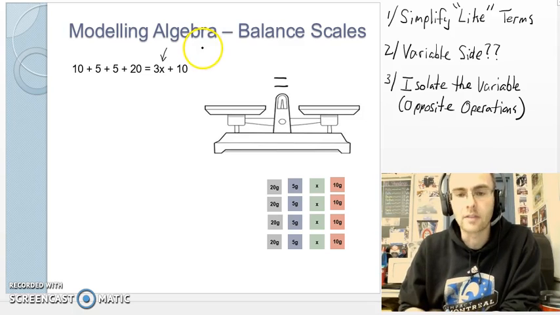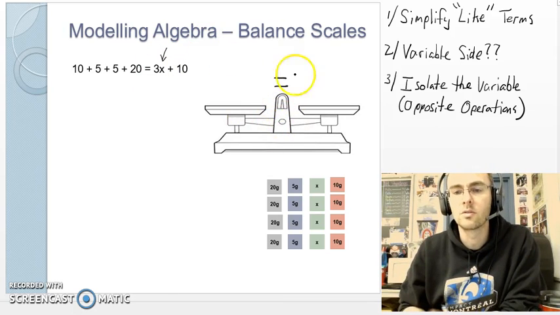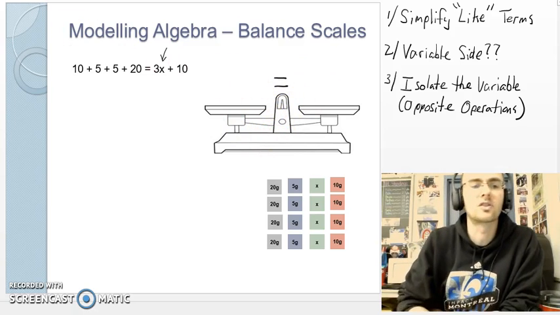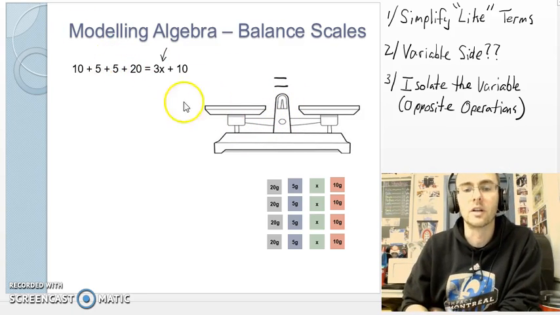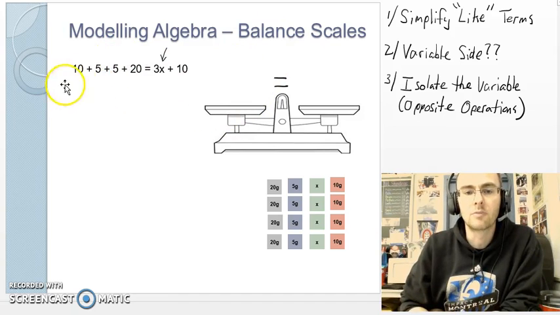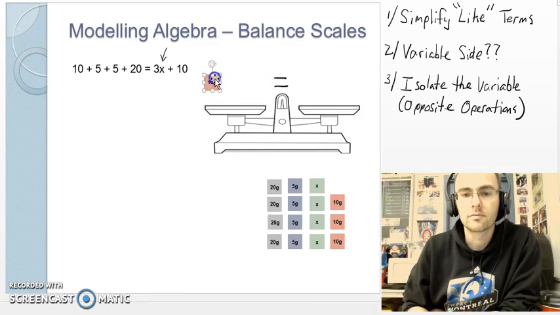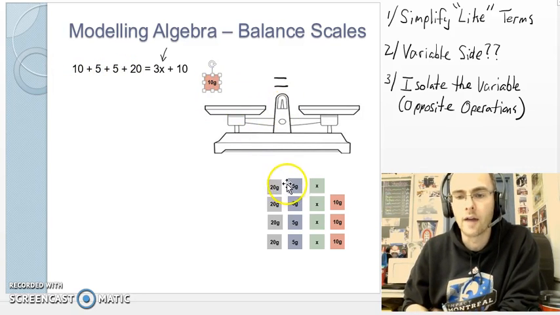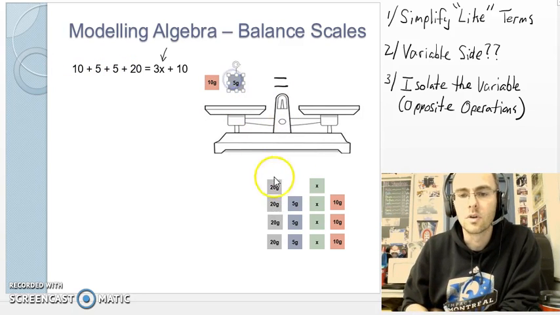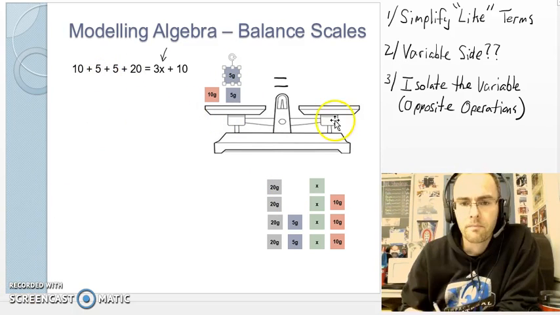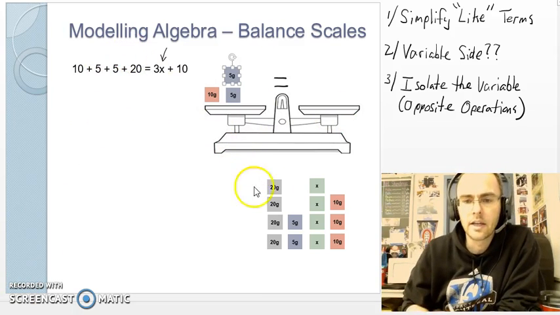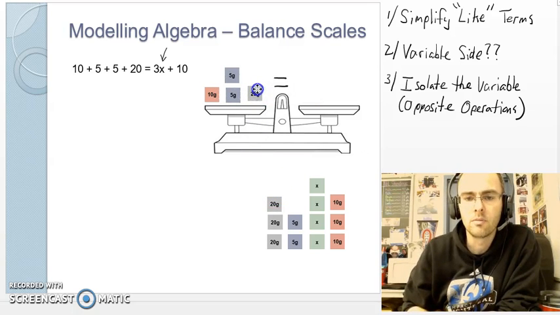To solve that, I'm going to solve it two different ways, but I want to put together my balanced scale to represent my equation. So on this pan here, I'm going to build this side of the equation. So I need a 10 block. I need 2 5s. 1, 2. All right, now it's fixed. And I need a 20 block. Come on. There you go.